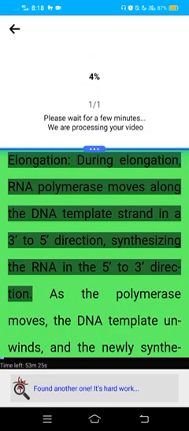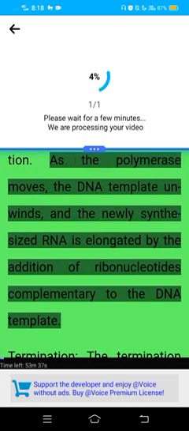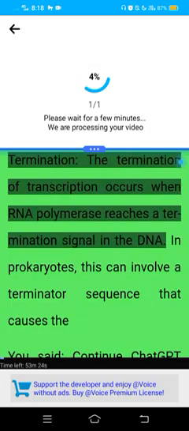Elongation. During elongation, RNA polymerase moves along the DNA template strand in a 3' to 5' direction, synthesizing the RNA in the 5' to 3' direction. As the polymerase moves, the DNA template unwinds, and the newly synthesized RNA is elongated by the addition of ribonucleotides complementary to the DNA template.